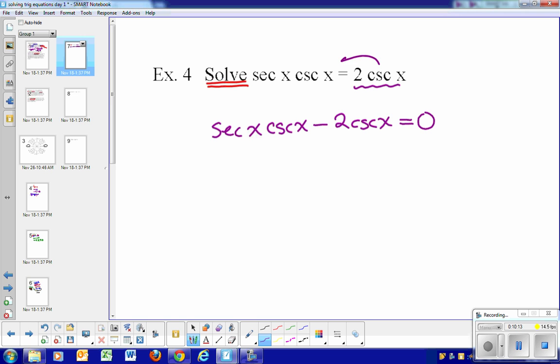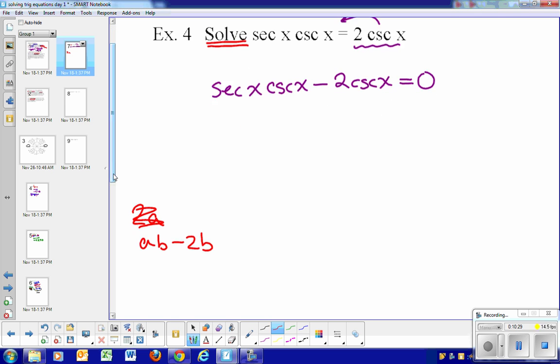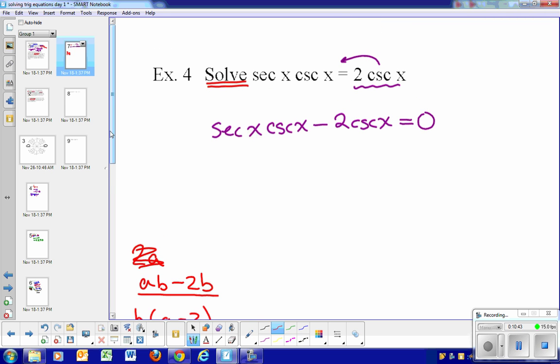Now, this is actually a factoring question. It's in the form AB minus 2B, if you put in A's and B's. So A is like secant, B is like cosecant. If you look at this, you should be able to see that it has a greatest common factor. And that is certainly true of our problem as well. It has a greatest common factor. Can you tell me what that greatest common factor is? Cosecant. So factor out cosecant.